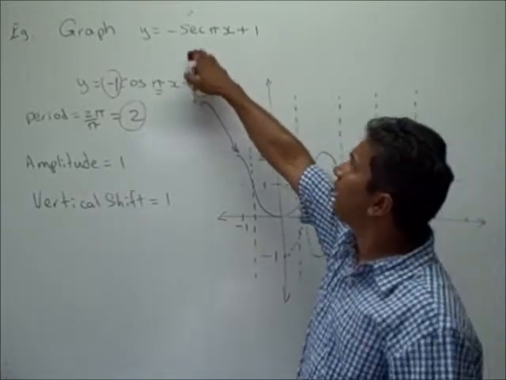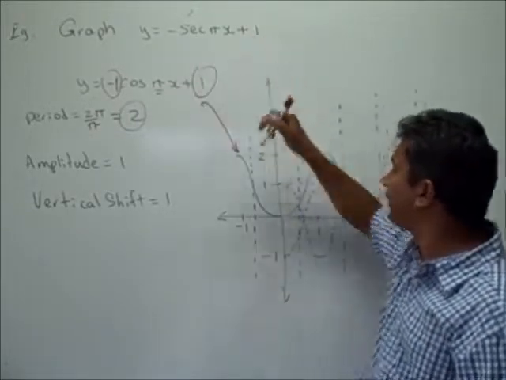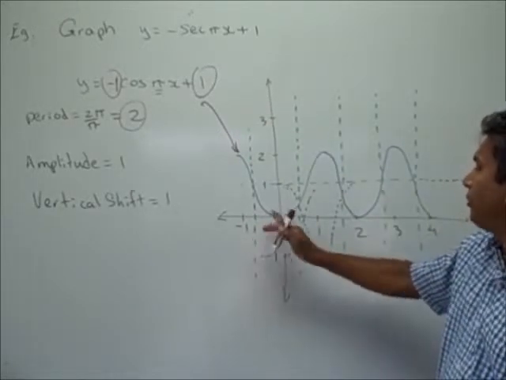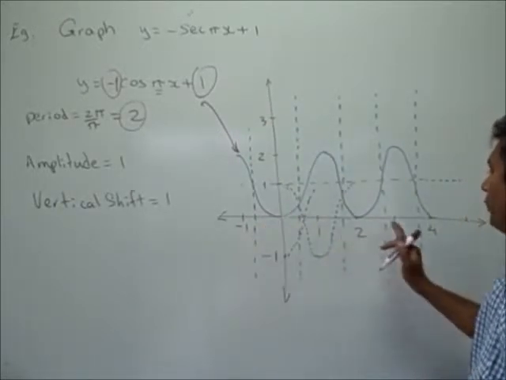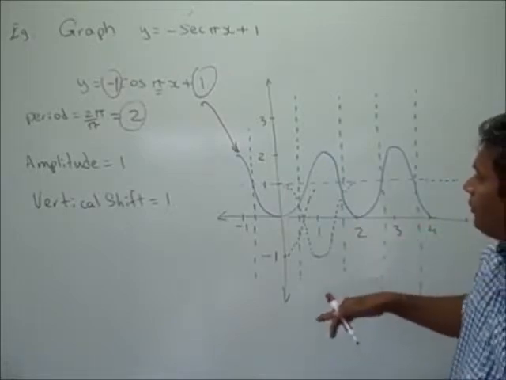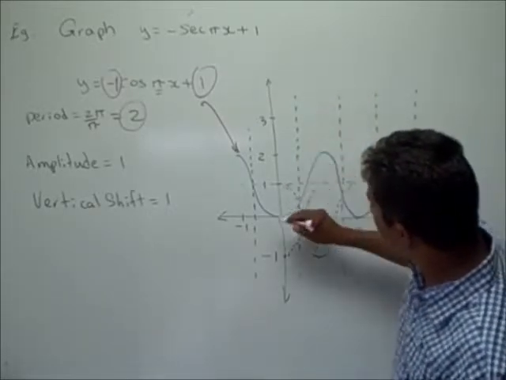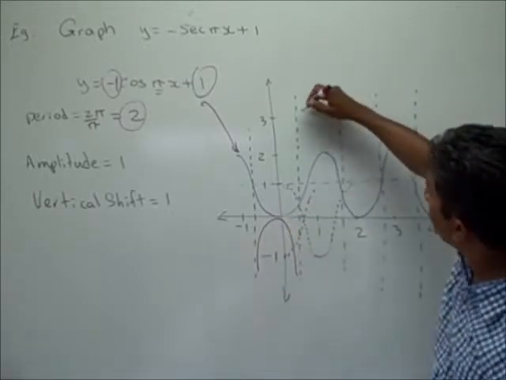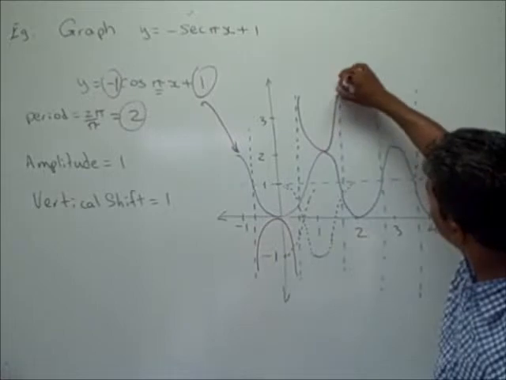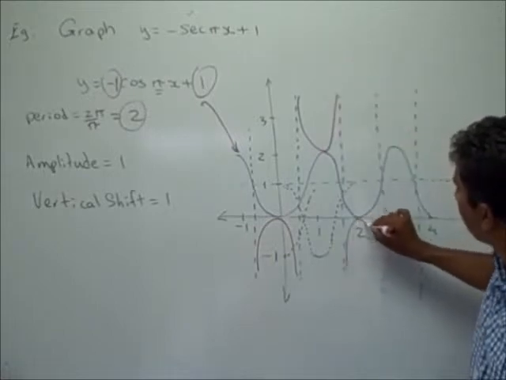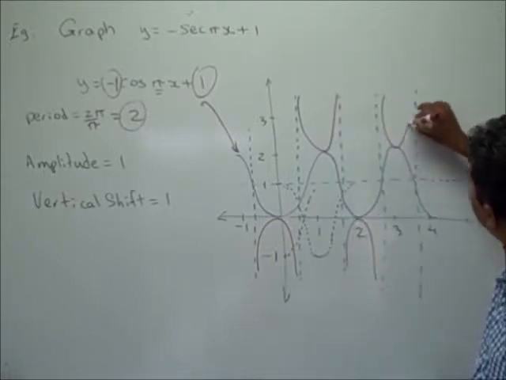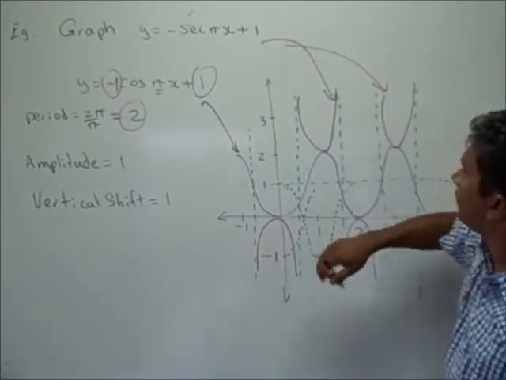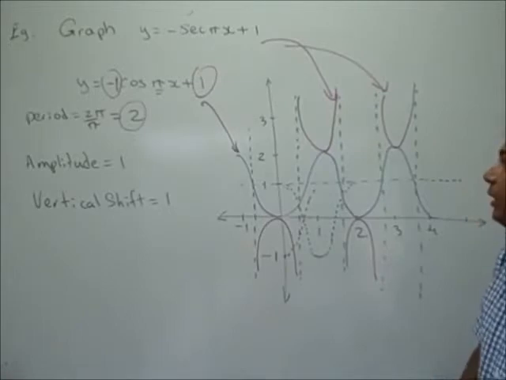To graph our negative secant of pi x plus 1, we'll put in our vertical asymptotes, which are at negative 0.5, 0.5, 1.5, 2.5, and 3.5. All we need to do is to put our points in here, lines in here. So here, all this is our negative secant of pi x plus 1.